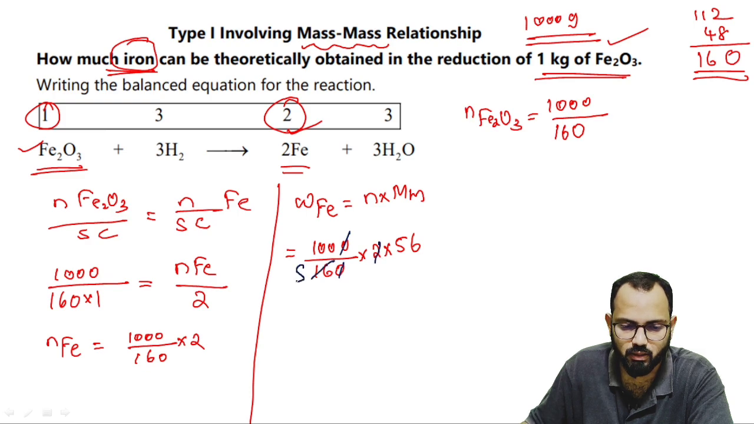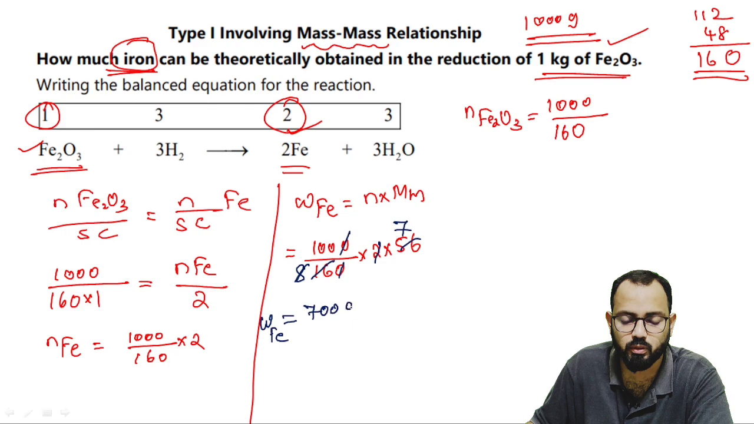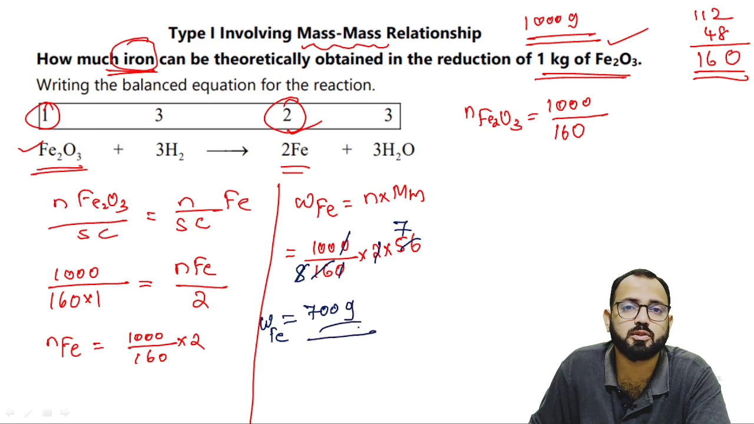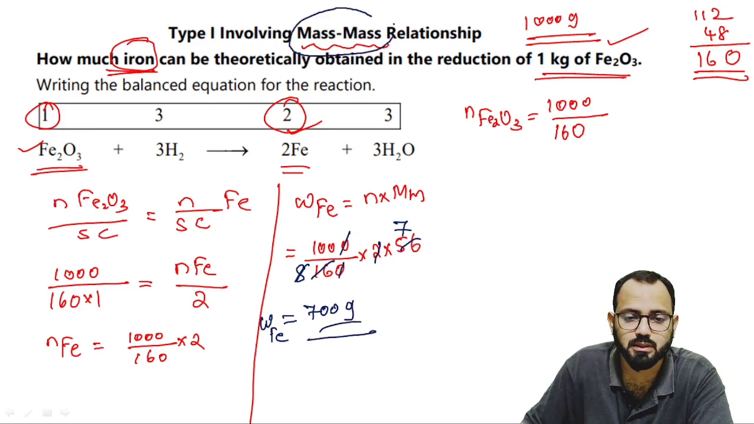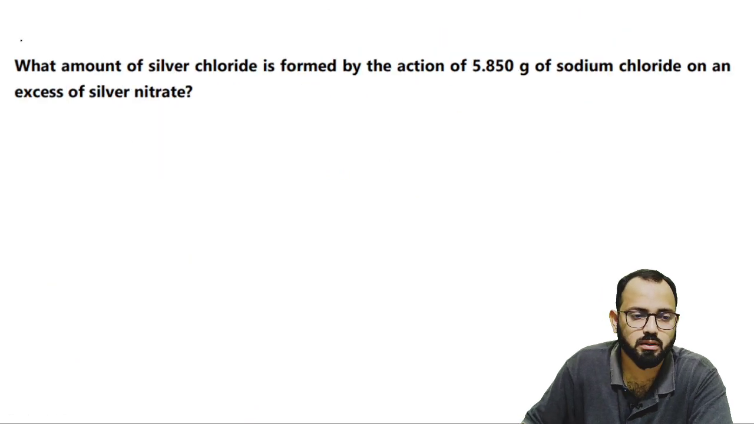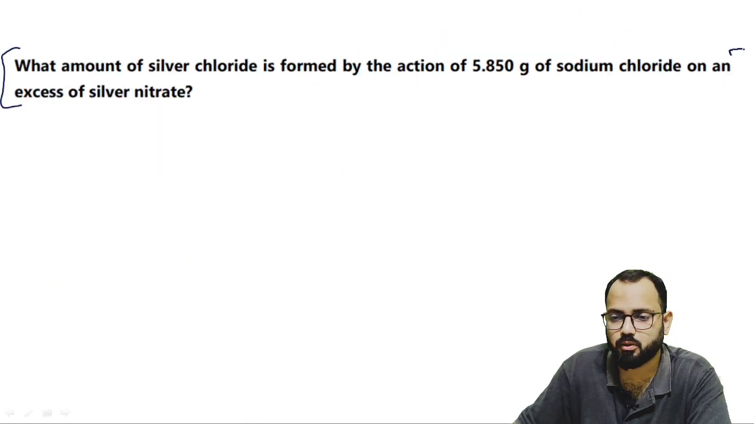2, 8 times 8, 7 times. You got the answer. Weight of Fe. How much is the weight of Fe? 7 into 100, 700 grams. How easy it is. This is how you have to solve this type of mass relationship question. Then this is another question, you can try it by yourself.